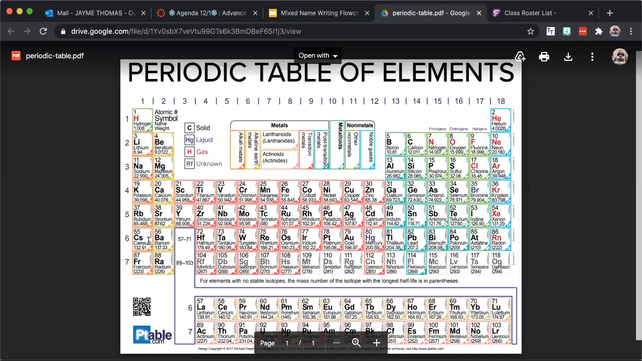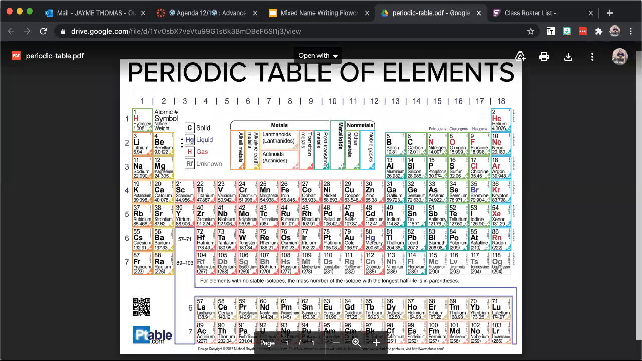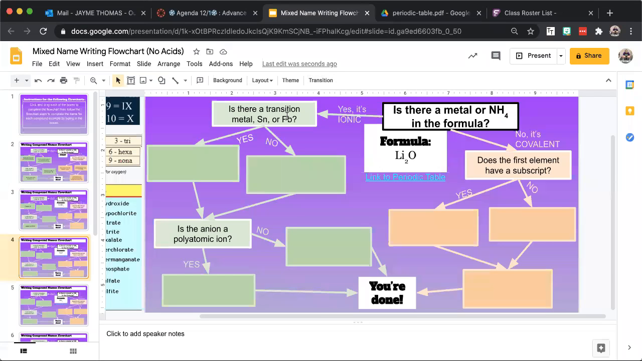It's Li. So if I come here to my periodic table, remember the zigzag line is right over here. It starts on the side of boron and it zigzags down. Everything to the left is a metal, and lithium is all the way over here. So it is a metal. So that means this is ionic, okay?